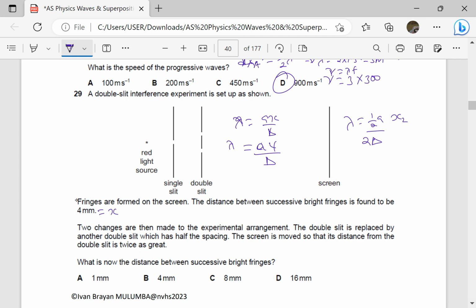That is very easy. Lambda is equal to A times 4 over D. I will just substitute for lambda in this second equation. So I will say A times 4 over D is equal to a half A X2 over twice D. So A cancels, D cancels. So this becomes a quarter. So it is 4 equals 1 over 4 times X2, which makes X2 equal to 16. So X2 is going to be 16 millimeters, so our answer here is going to be 16.